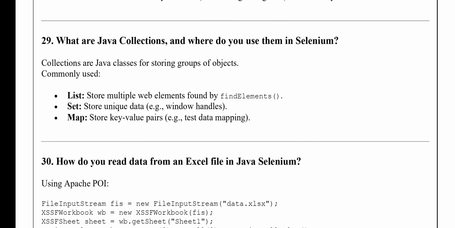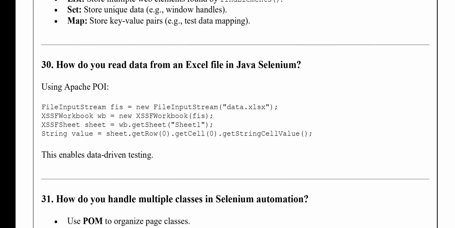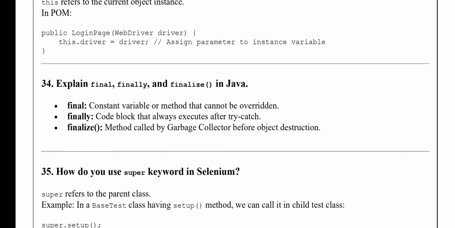What are Java collections and where do you use them in Selenium? How do you read the data from an Excel file in Java Selenium? How do you handle multiple classes in Selenium automation? Explain method overloading and method overriding in Selenium context. What does the this keyword in Java refer to and where do you use it in Selenium?